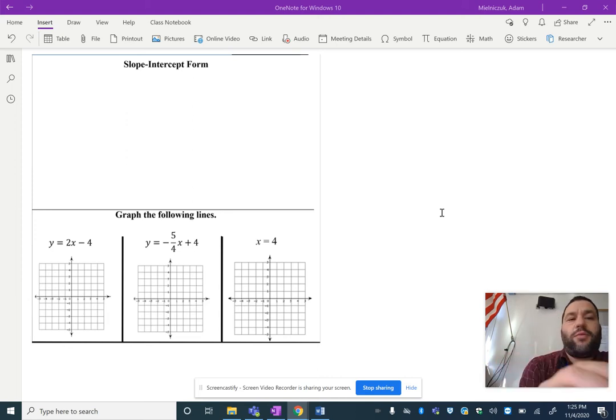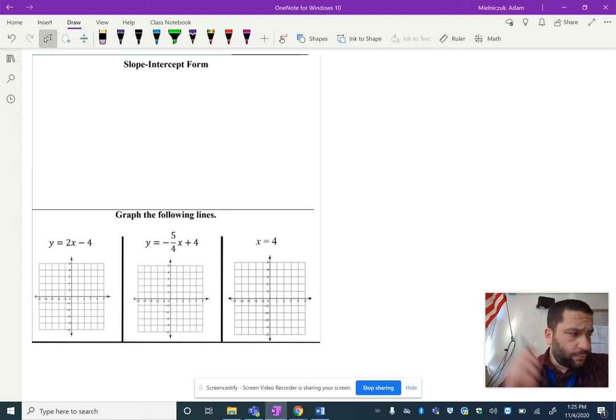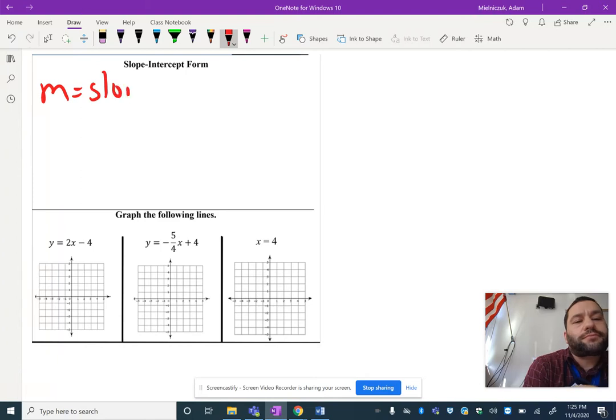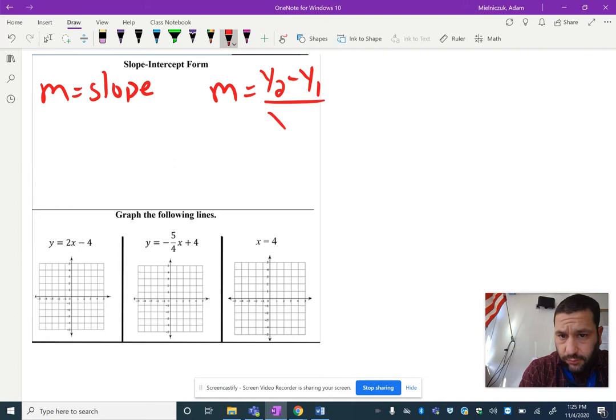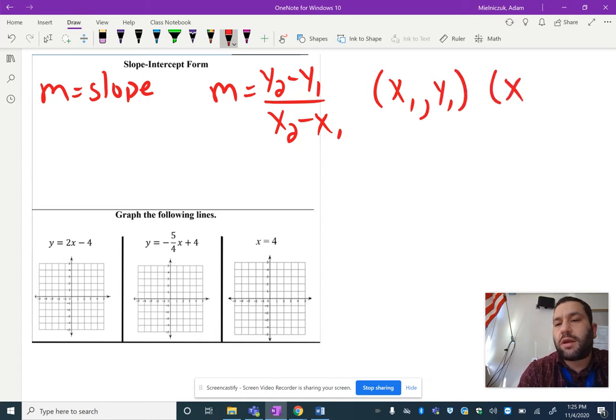All right, so in lesson 5.3, we talked about the rate of change being slope. We identified some key points: m is slope. That's the variable that we're going to use in an equation. And more importantly, we know that m is equal to y2 minus y1 over x2 minus x1 if we have the coordinates x1, y1, and x2, y2. We talked about it very briefly in the lesson. I don't expect you really to remember it yet.